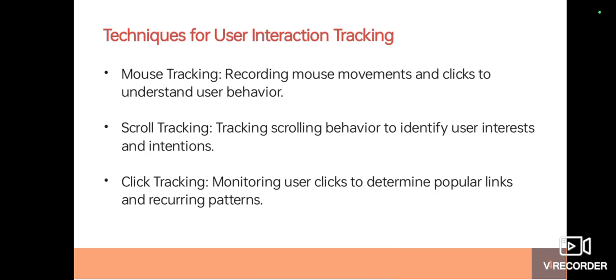Techniques for user interaction tracking. Mouse tracking: recording mouse movements and clicks to understand user behavior. This is one of the main important things. Scroll tracking: tracking the scrolling behavior to identify user interest and intentions. And click tracking: monitoring user clicks to determine popular links and recurring patterns. So these are the three types of user interaction tracking: mouse tracking, scroll tracking and click tracking.